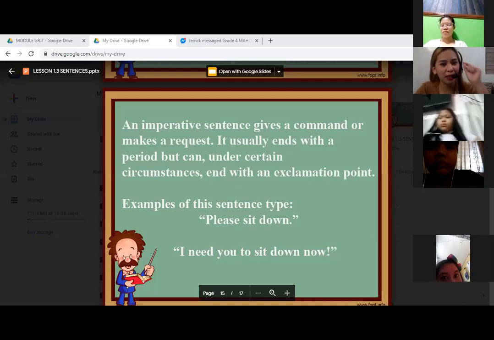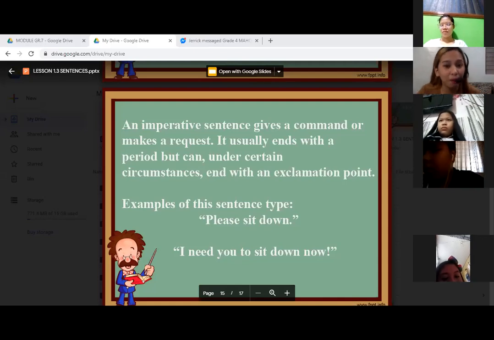Look at the example. Kapag pautos at pakiusap, yun yung tinatawag nating pautos at pakiusap, it's called an imperative sentence. Okay?